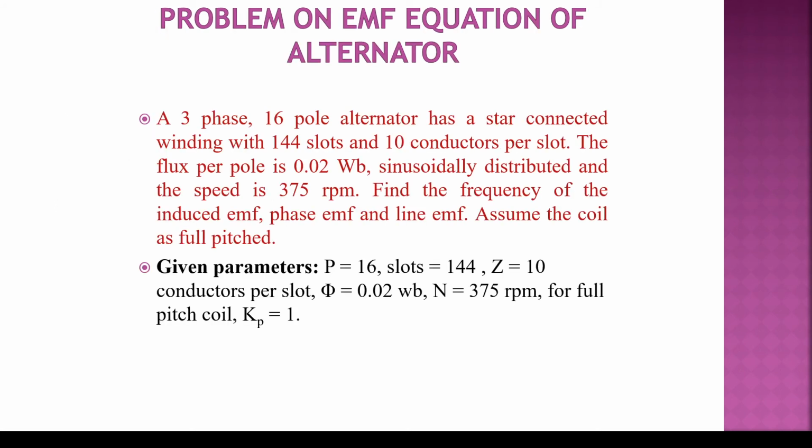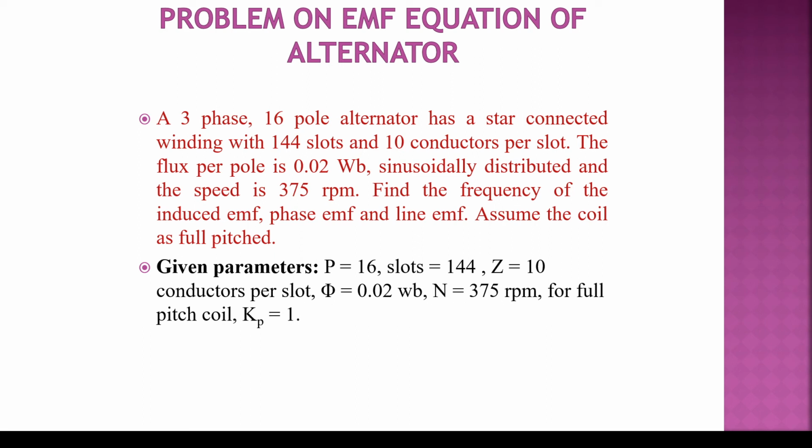Now let us do a numerical. A three-phase 16-pole alternator has a star-connected winding with 144 slots and 10 conductors per slot. Flux per pole is 0.02 Weber, sinusoidally distributed, and the speed is 375 rpm. Find the frequency of the induced EMF, phase EMF, and line EMF. Assume the coil as full pitched.